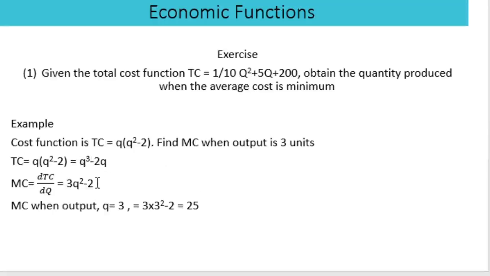Differential of Q cube is 3Q square, that is 3 into Q to the power 3 minus 1. That is 3Q square minus 2, since the differential of 2Q is minus 2. Marginal cost when output Q equal to 3: substitute Q equal to 3 into the marginal cost function. That is 3 into 3 square minus 2, 27 minus 2 is 25.